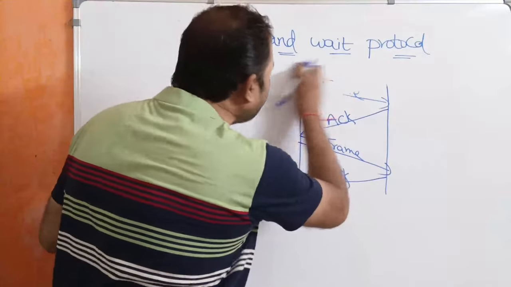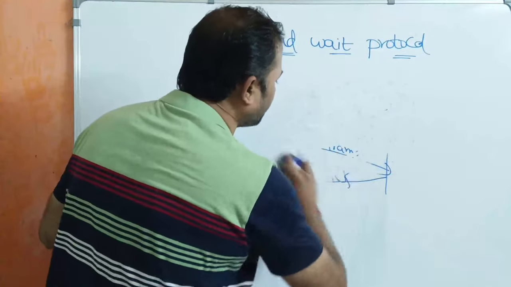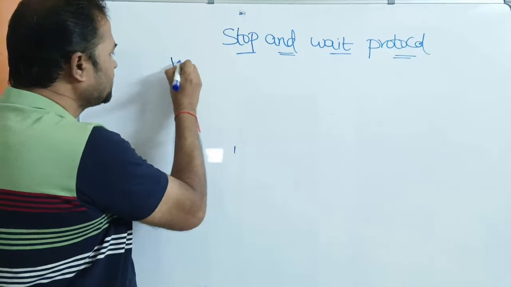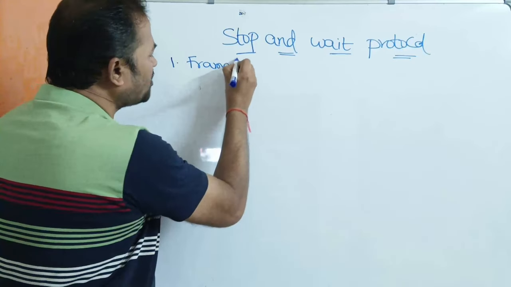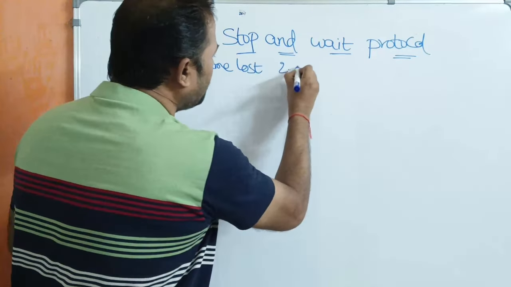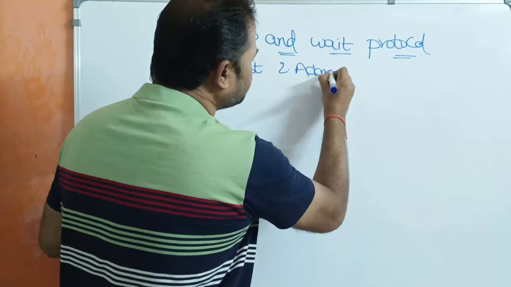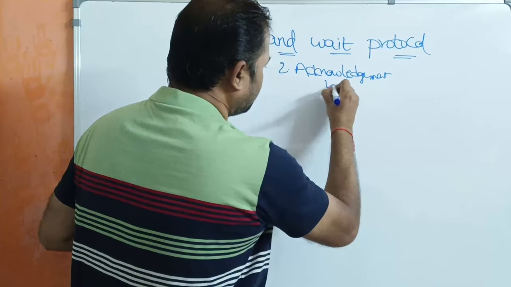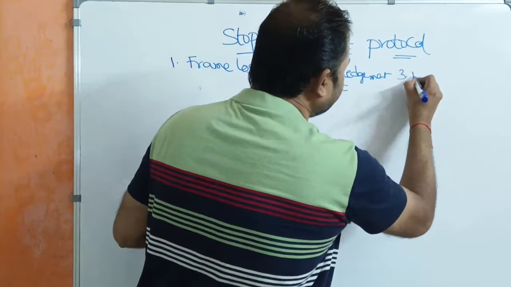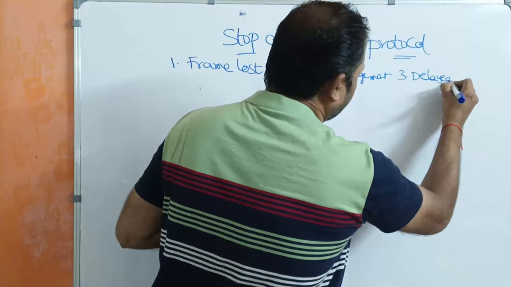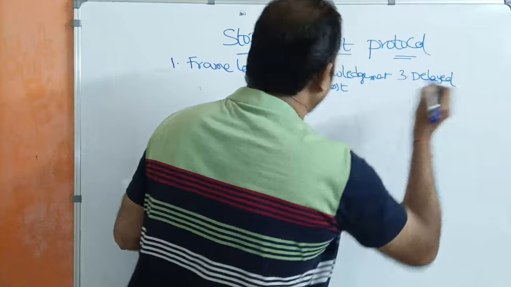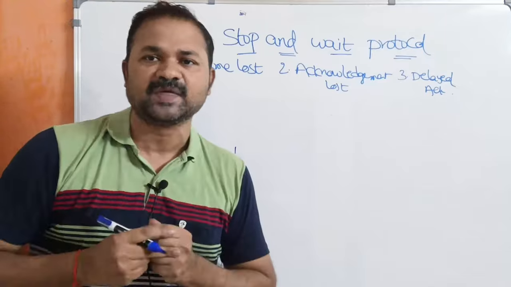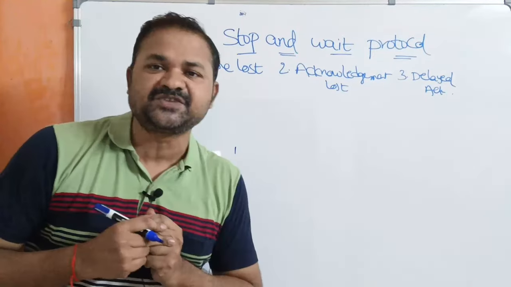There are mainly three problems which occur in this protocol. The problems are: the first problem is frame lost. The second problem is acknowledgement lost. The third problem is delayed acknowledgement. So these are the major three problems which occur in this protocol. First, let us see the first problem. What is the first problem?